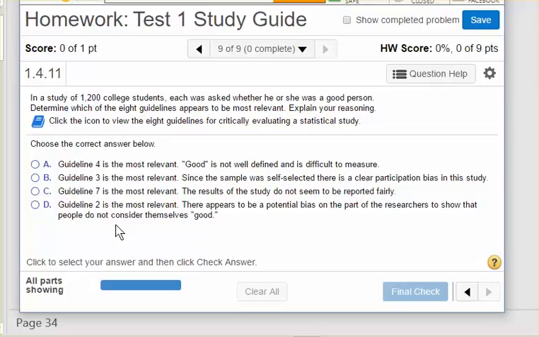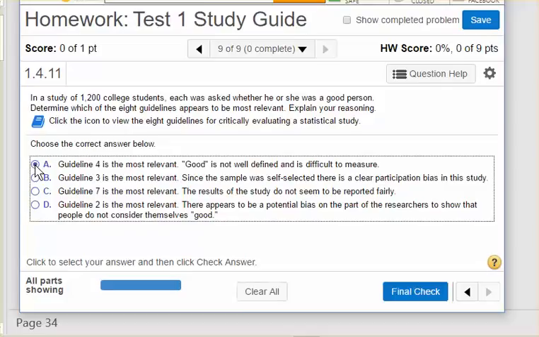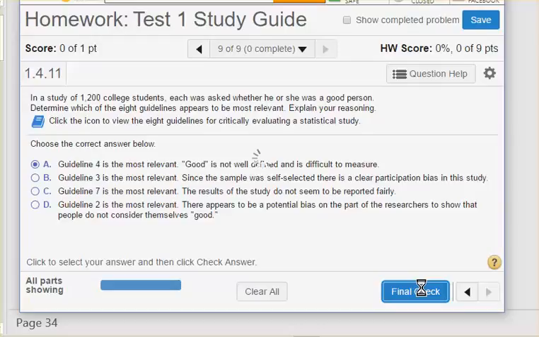And number D says guideline 2 is the most relevant. There appears to be a potential bias on the part of the researchers to show that people do not consider themselves good. Okay, so when I read over these, only A seems to make sense to me. What is good, right? So I think that's why this is not a good study.